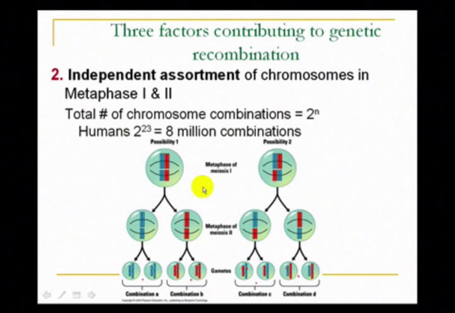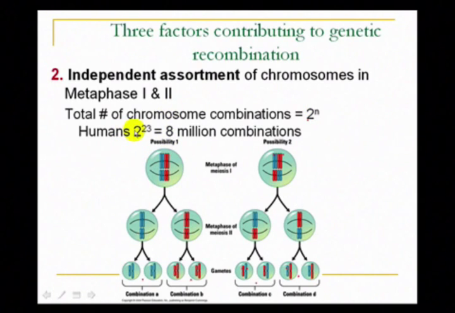Now, you can actually calculate how many combinations you can make based on independent assortment. It's just basic probability. There's 2 possible sides that the chromosomes can line up on. Raise it to the power of the number of chromosomes you have, which is 23.